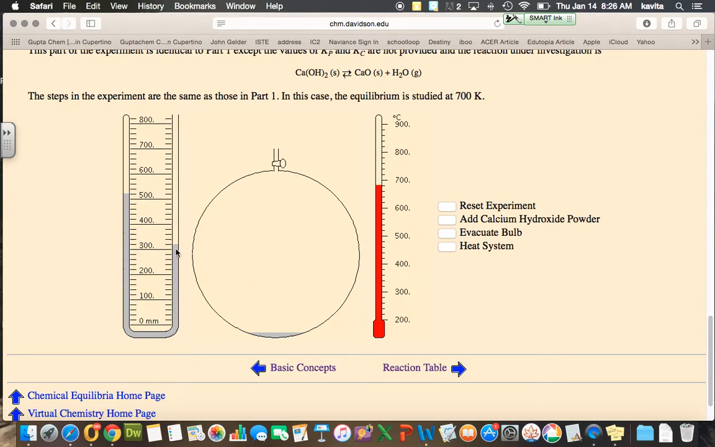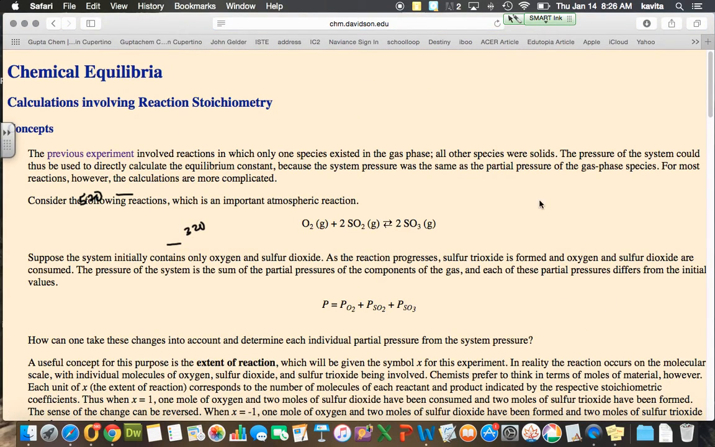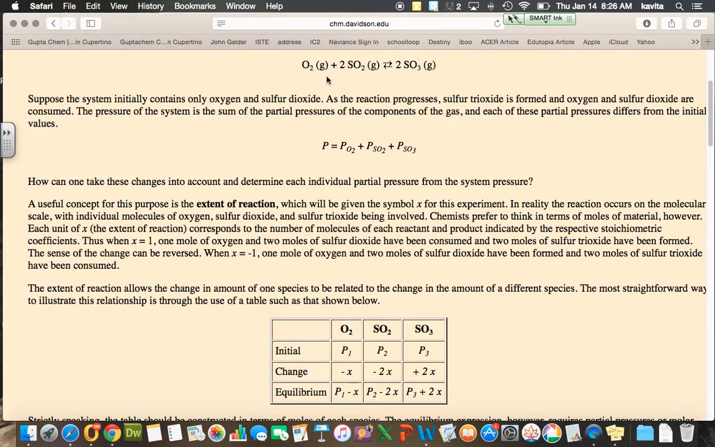After we heated the system, the value here, let's take it to be 320, and the value here, let's take it to be 520. Moving on to the next page. And this interactive has a homogeneous equilibrium of three gases: oxygen, sulfur dioxide, and sulfur trioxide.